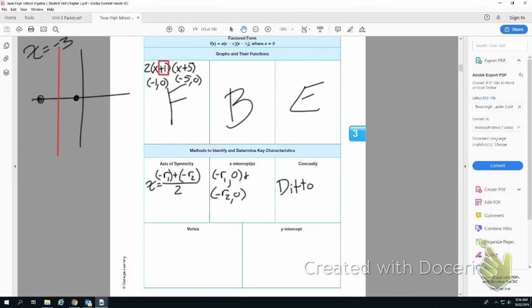For the vertex, same thing as standard. Plug axis of symmetry in for x, solve for y. For your y-intercept, you would plug 0 in for x and solve for y.